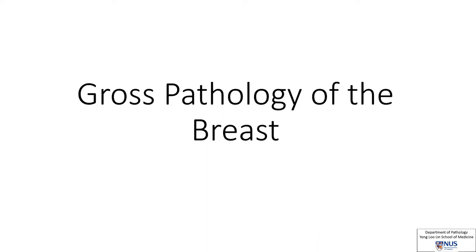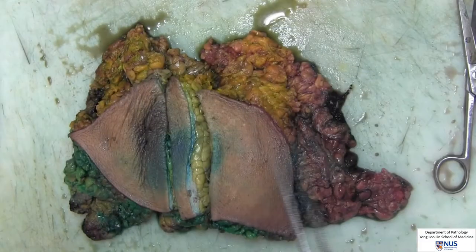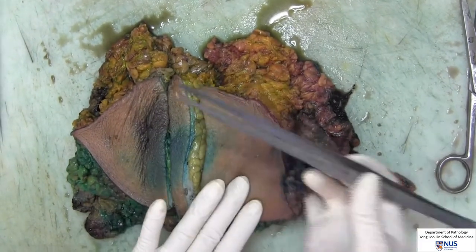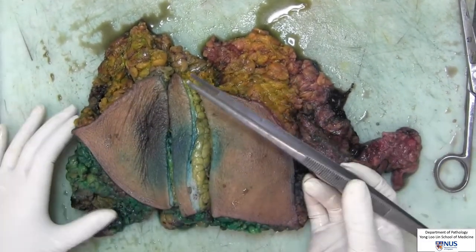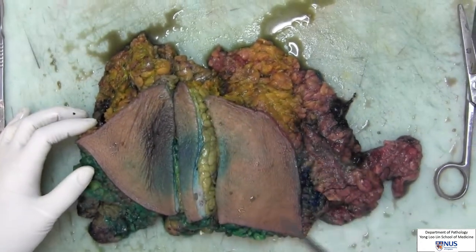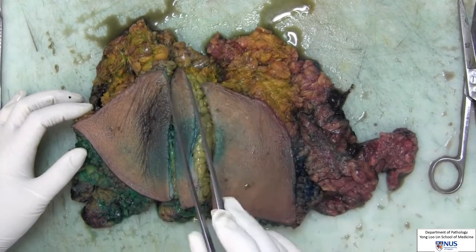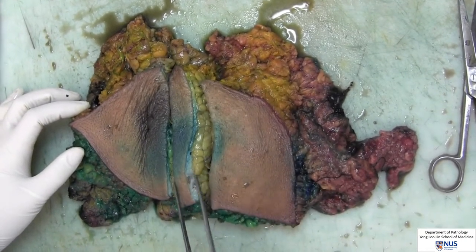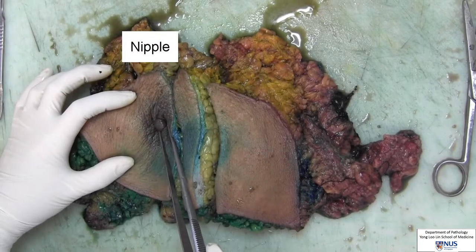Today in the pathology lab, we will be examining the gross pathology of a breast specimen. We will start off with the description with measurements of the breast specimen, followed by sampling. This is a right mastectomy specimen showing the ellipse of skin, a sliced portion of the breast, and the nipple region.